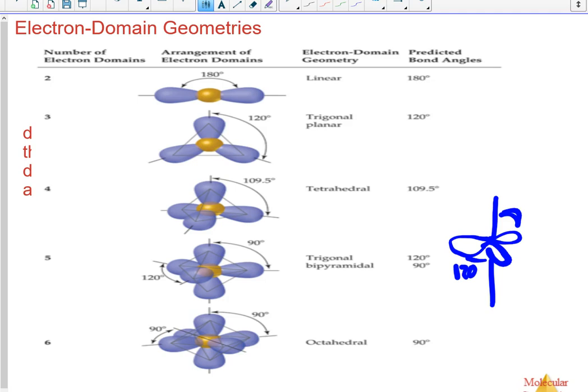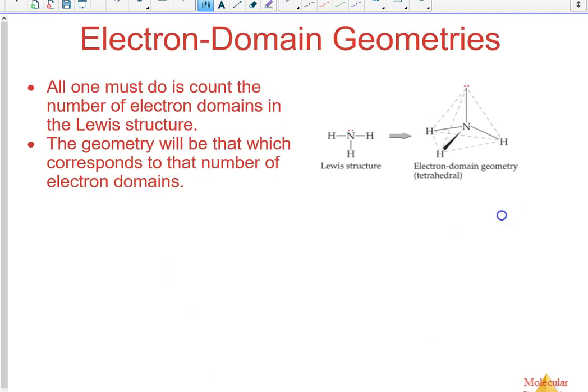Okay, this section, there is a lot of just memorizing. All one must do is count the number of electron domains in the Lewis structure, and the geometry will be that which corresponds to the number of electron domains. So this is how we determine the electron domain geometry. We draw the structure like we had NH3 here. We had 1, 2, 3, and then 4.